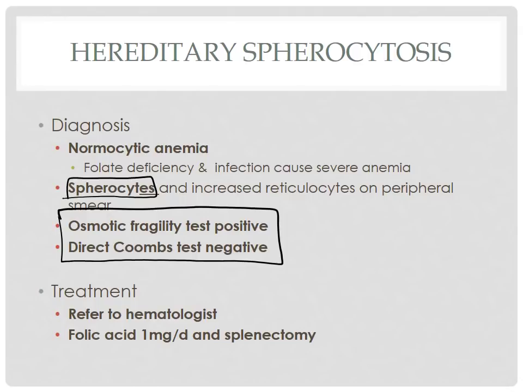Also, the direct Coombs test is important because the direct Coombs test will be negative, and that will tell you that this is an intrinsic issue, meaning an issue inside of the cell, and therefore it's not an autoimmune issue or a problem outside of the cell. So direct Coombs negative tells you it's intrinsic, meaning there's a problem inside the cell or a problem with the cell membrane, as is the case with hereditary spherocytosis. These patients will ultimately be treated by a hematologist, and treatment will include folic acid supplementation and likely splenectomy.